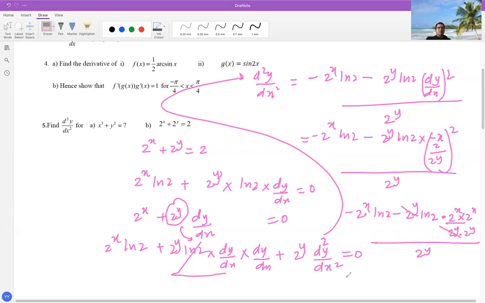And if you take the LCM of this, that becomes negative 2 to the power x, 2 to the power y, basically ln2 minus 2 to the power x, 2 to the power x, and times ln2 over 2 to the power y times 2 to the power y, which is 2 to the power 2y. Because there is 2y here, if you divide it, the overall denominator will be 2 to the power 2y. So that's how you do the derivative. In this question I've shown two alternate approaches so that you can be confident of doing whichever way you want.